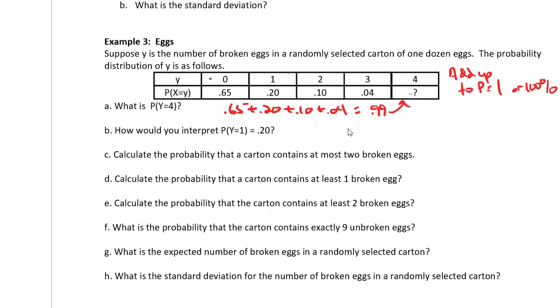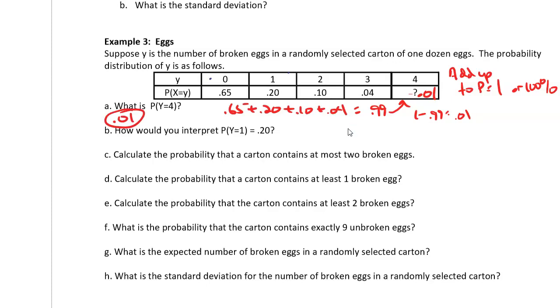So what is this missing one? If it needs to add up to 1, it needs to be 0.01, which would be 1 minus 0.99 is 0.01, right? So this is 0.01. So there's a 1% chance that you have 4 cracked eggs, so that one is 0.01.